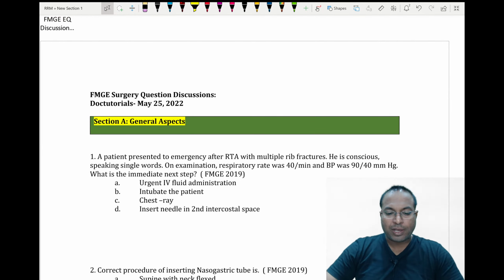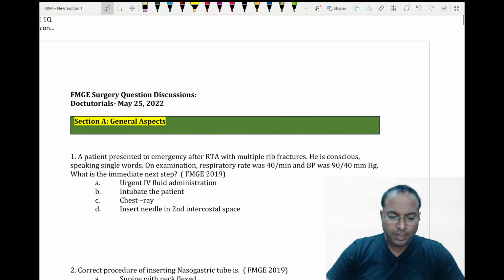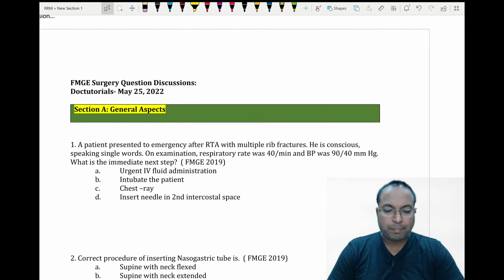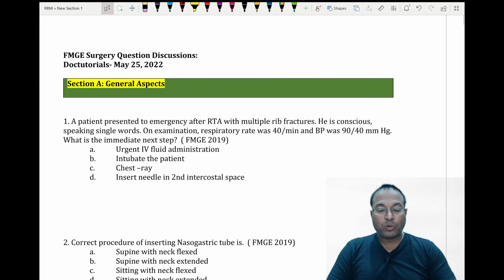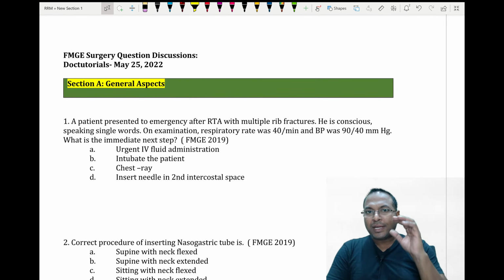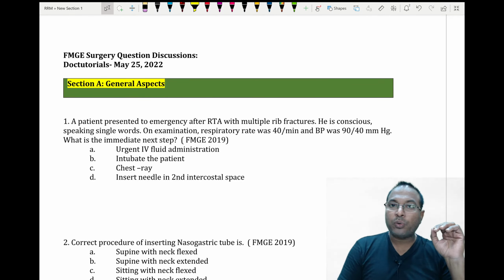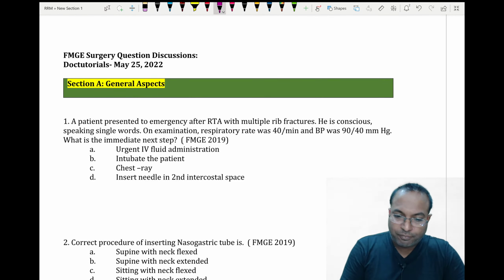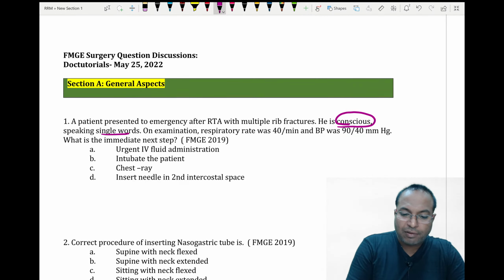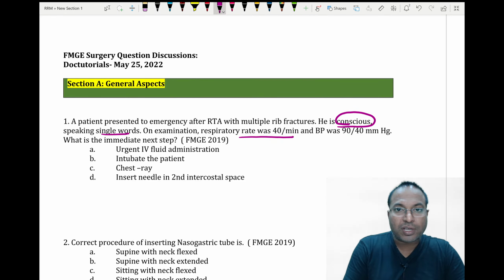The section 1 we are going to discuss is on the general aspects of surgery, including trauma. So let us start the discussion. A patient presented to emergency after RTA with multiple rib fractures. So please understand, this is a question on trauma. In trauma, definitely you are going to get 5 to 6 questions in this exam. The patient is conscious, please remember, speaking single words on examination. Respiratory rate was 40 per minute. BP is 90/40. What is the immediate next step?